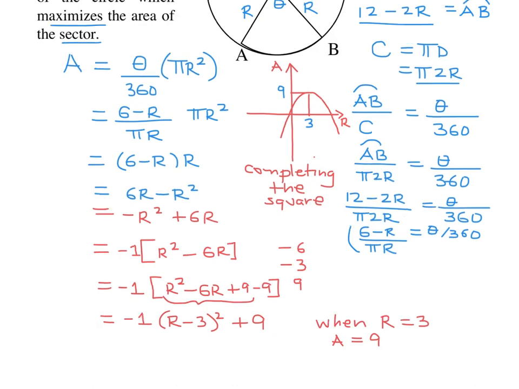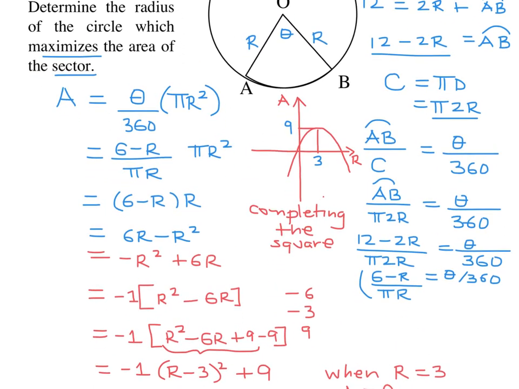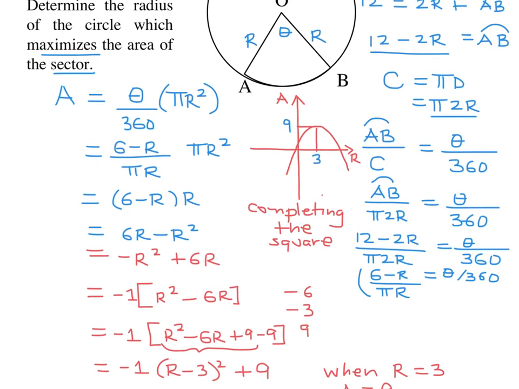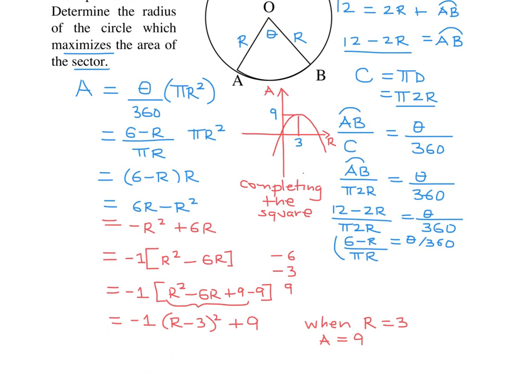And what are they asking for? Determine the radius of the circle which maximizes the area. Okay, well, the radius of the circle that maximizes the area is radius equal to 3.